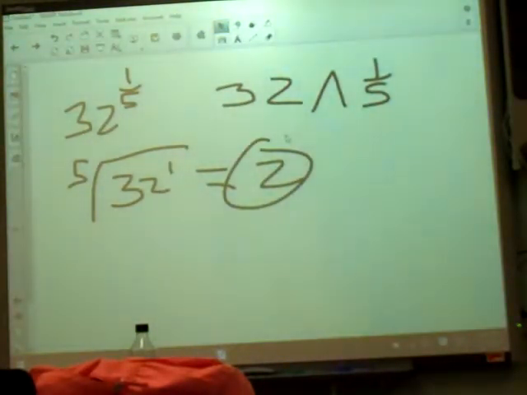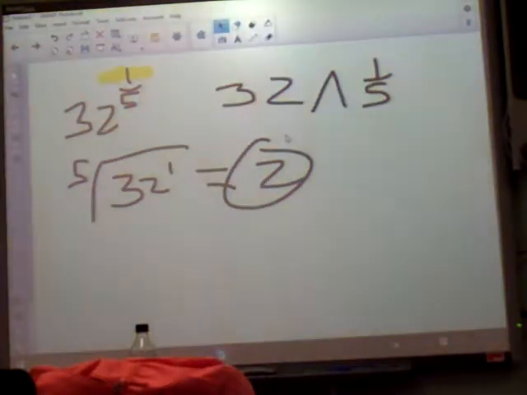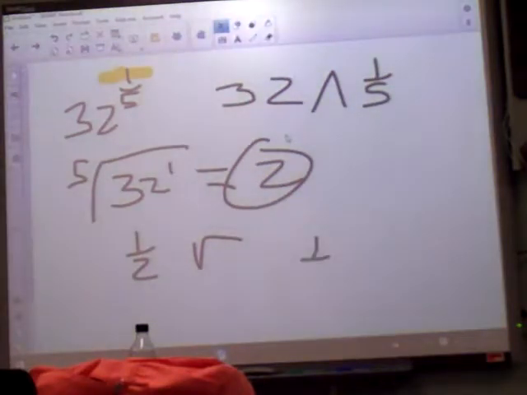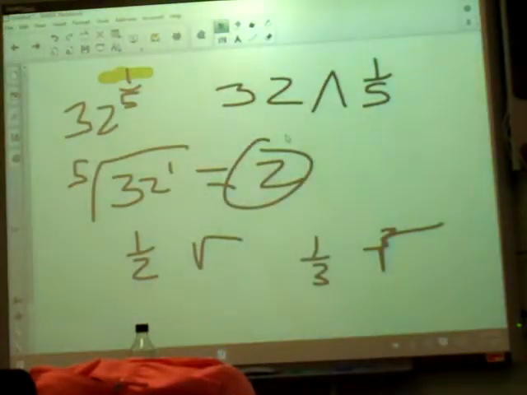Anytime you have a fraction exponent and the numerator is 1, that just means you're doing the root of the denominator. So if you had a fraction exponent of 1/2, you'd be doing a square root. If you had a fraction exponent of 1/3, you'd be doing a cube root, right? Because the power is 1, it doesn't change anything.